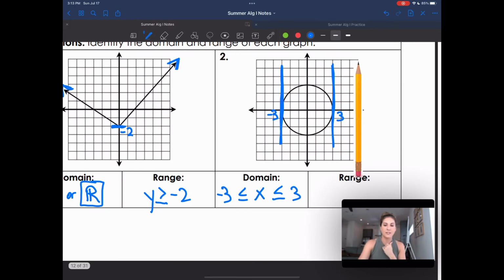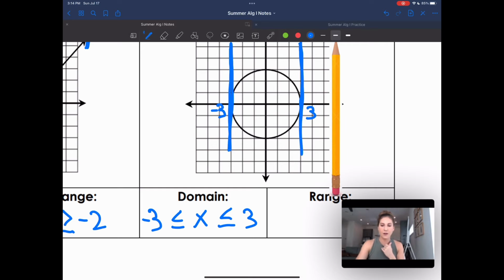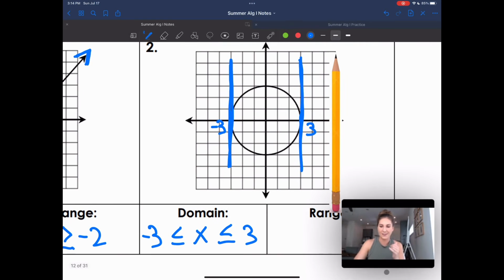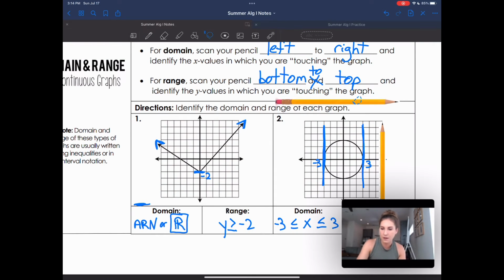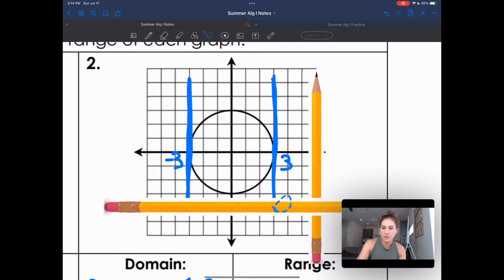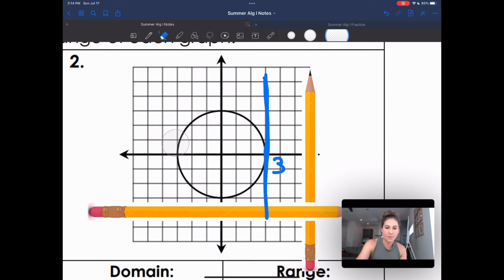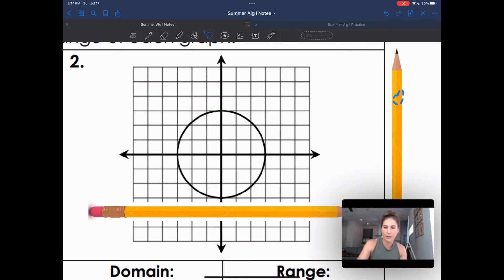Okay, let's look at our range. My face down here is kind of in the way of the range, so let's look at our pencil. Let me bring this one down. All right, let's zoom in here. Now, let me erase my markings so we have a good look at this, and I will get this one out of the way.